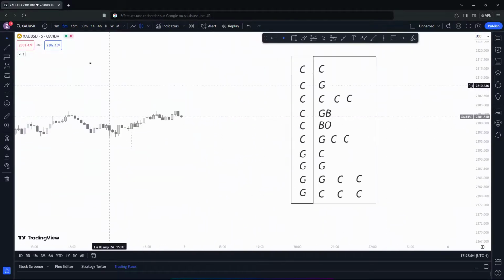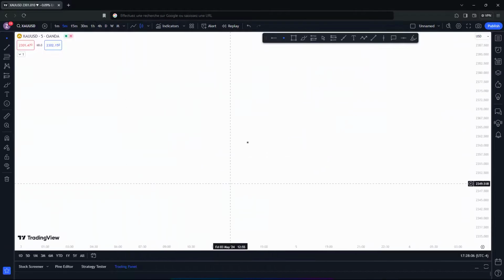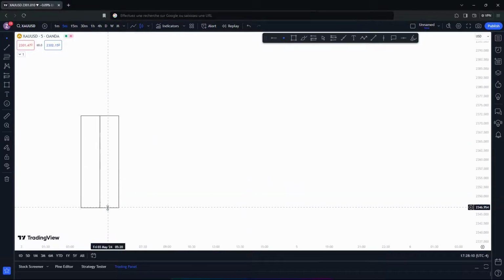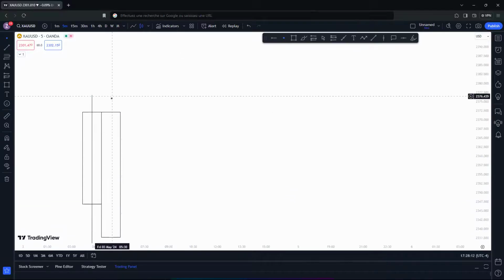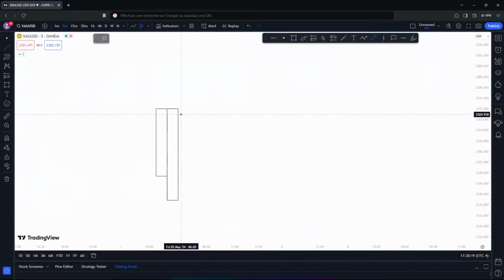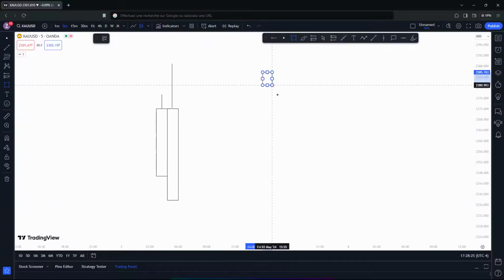So classic to breakout is something like this. You have your H4. Okay, you have your H4. So you have your H4. And then on H1, you're going to find something like this.